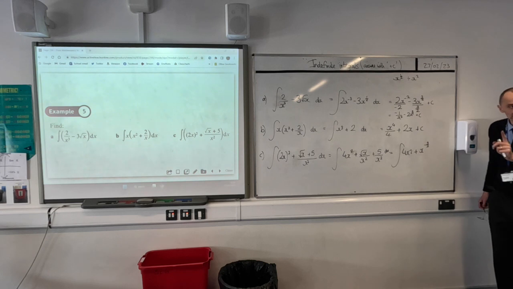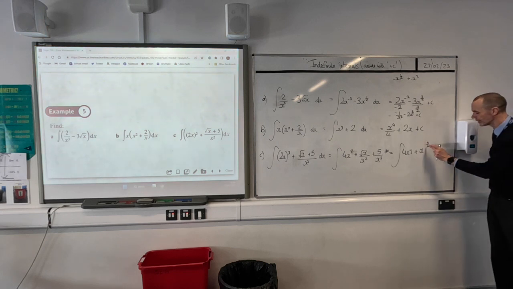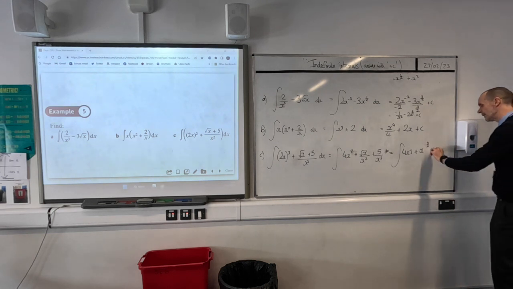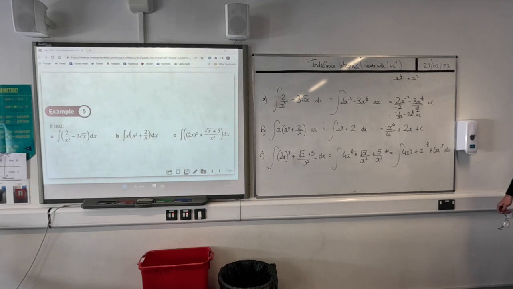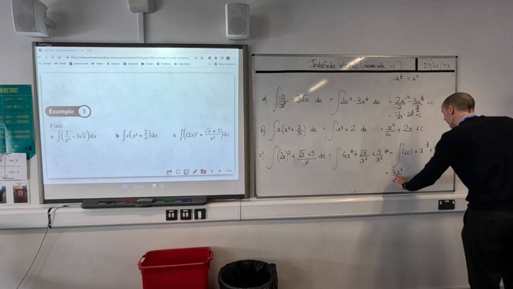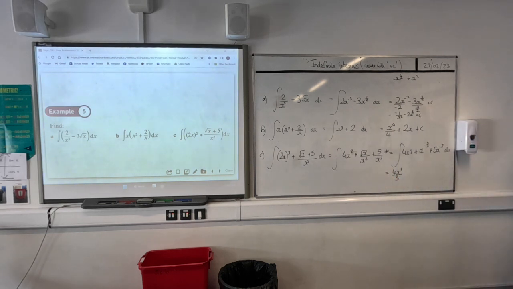I haven't integrated yet, remember. I'm still at the rearranging stage. And 5 over x squared, that's 5x to the -2. So there's a lot going on here, and I still haven't integrated. Right, let's integrate. So 4x squared becomes 4x cubed over 3. Increase the power, divide by the new power, 4 passes through unchanged.